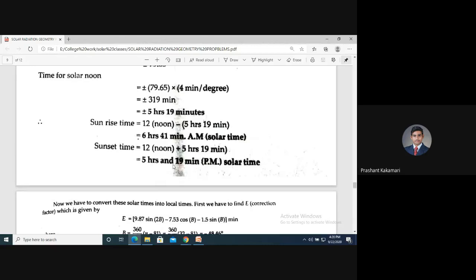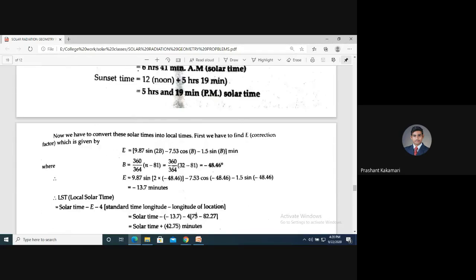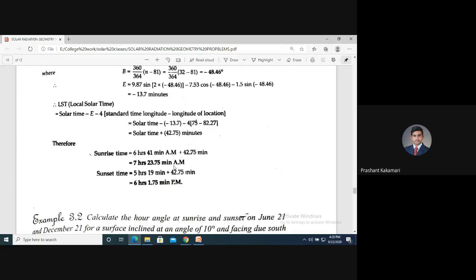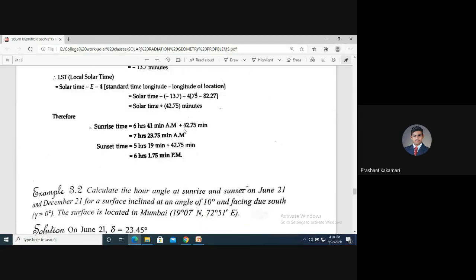But for India, if you see the locations, we are going to deduct the number of minutes for the local apparent time. But here in these Western cases, they have taken plus 42.75 minutes to be added. And for the sunset also, they have added 42.75 minutes. So once they add, this is the actual local time of the sunrise. That is 7 hours, 23.75 minutes. And here it is 6 hours, 1 minute, like that, actual timings.